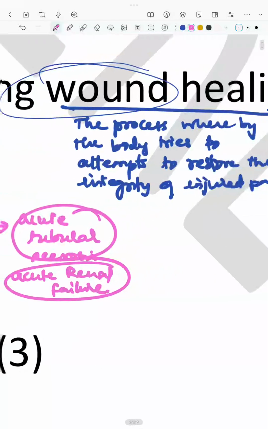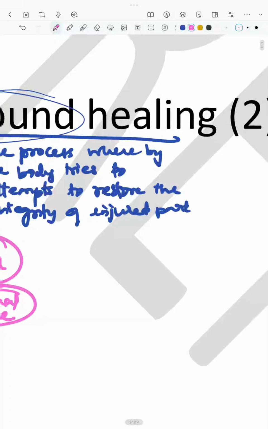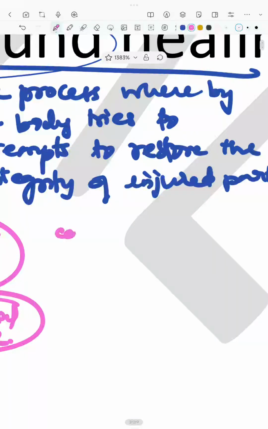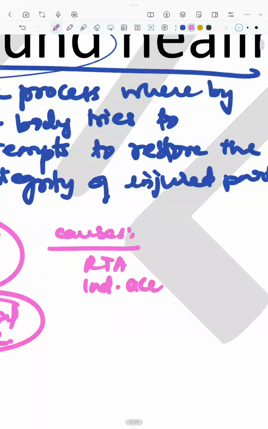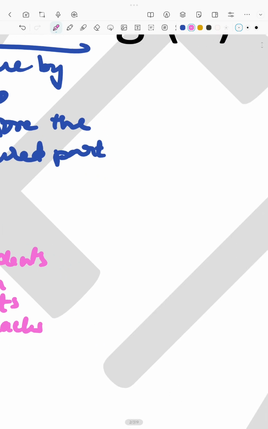Next, this is your crush syndrome. Now, what are the causes? Basically, RTA (road traffic accidents), industrial accidents, air crash injuries, tonic wet, or earthquakes. These are some causes that are related to crush injury.